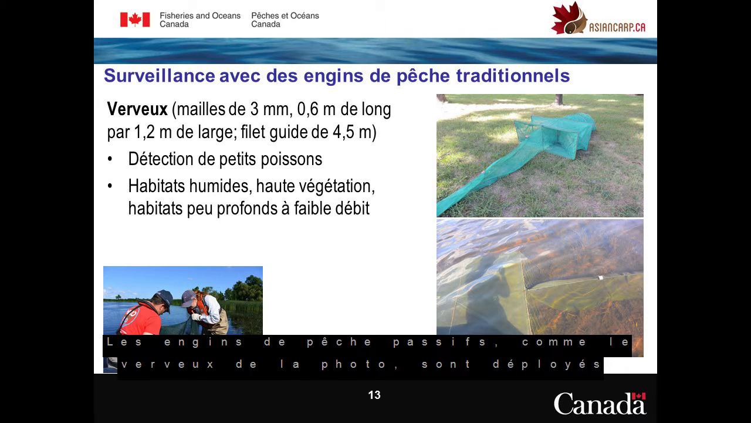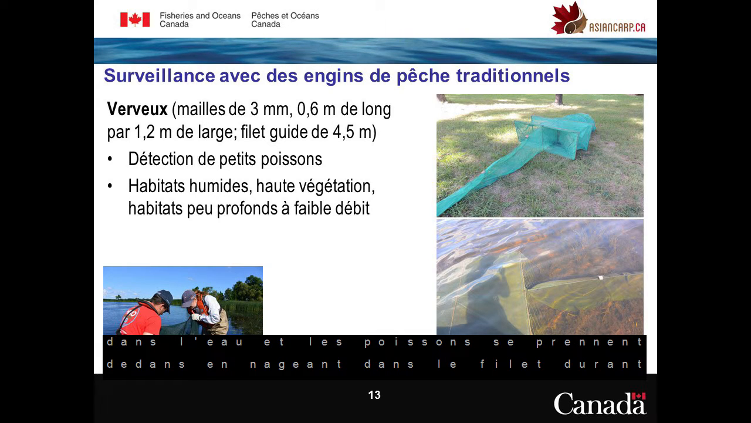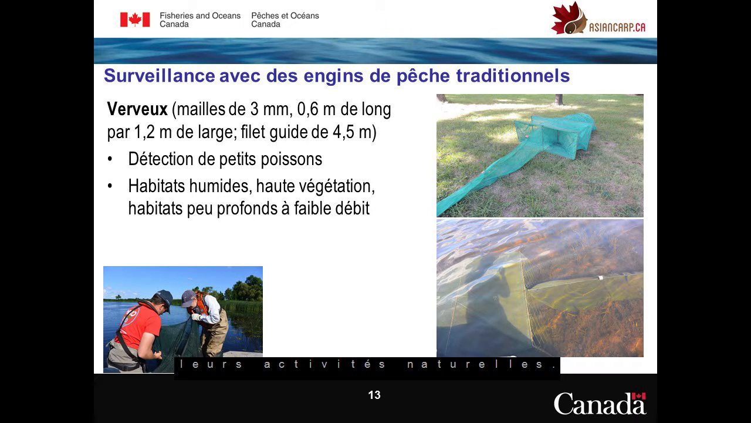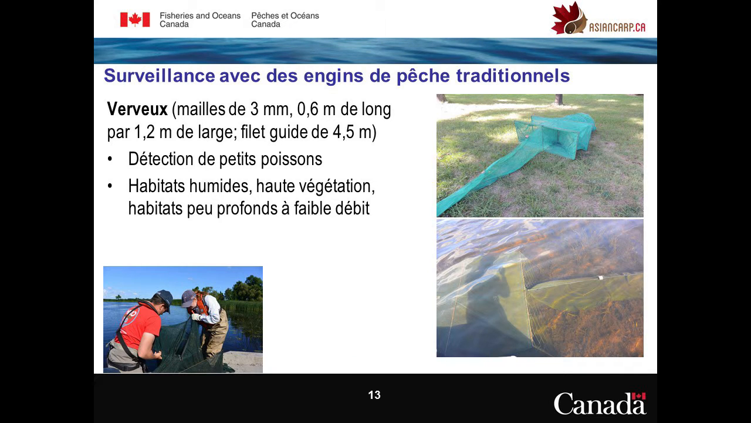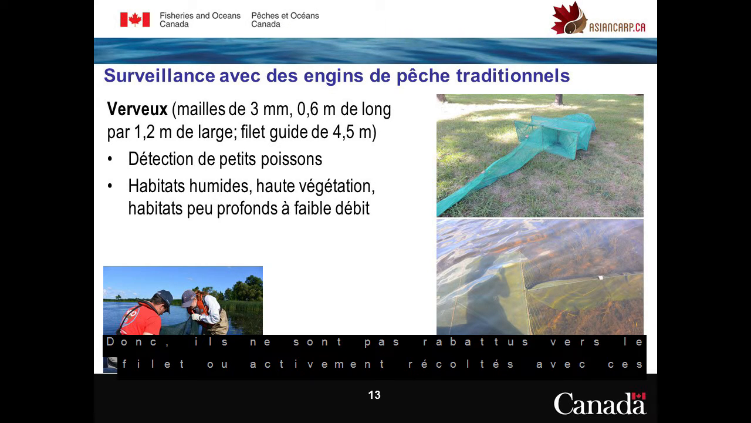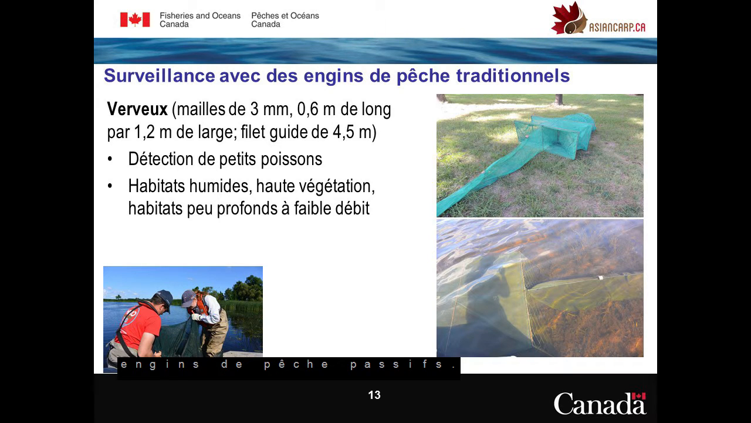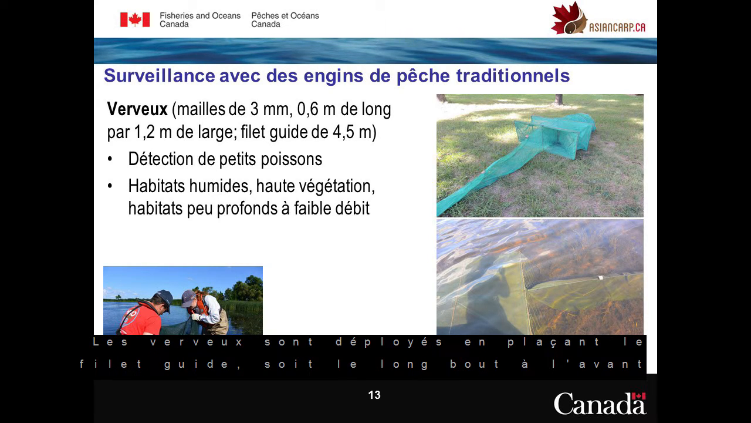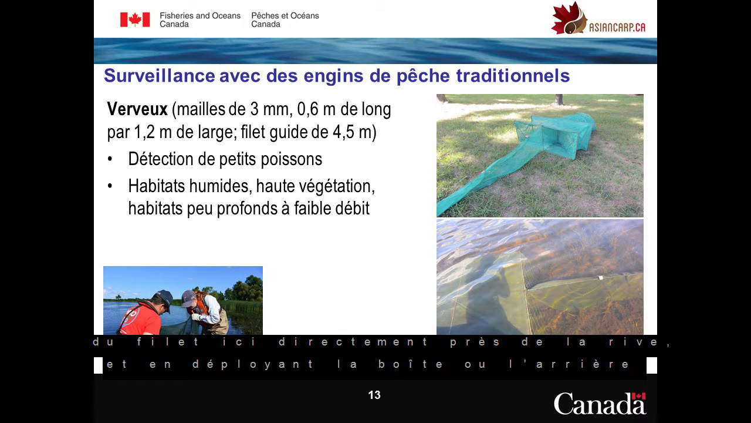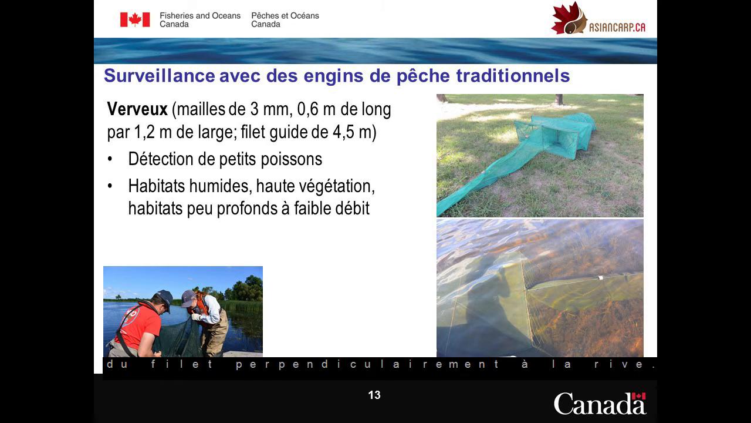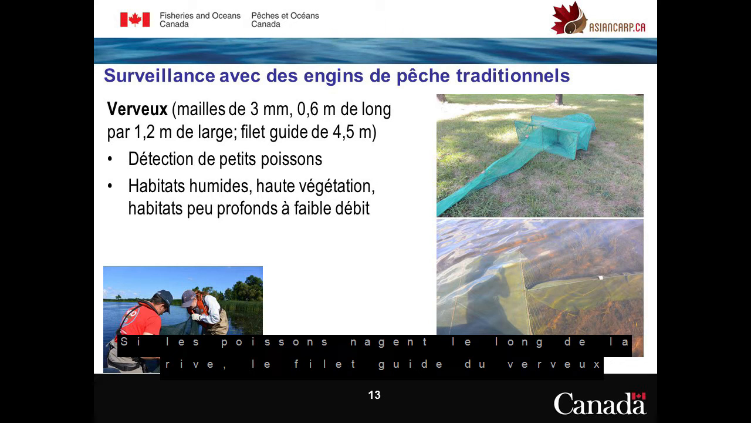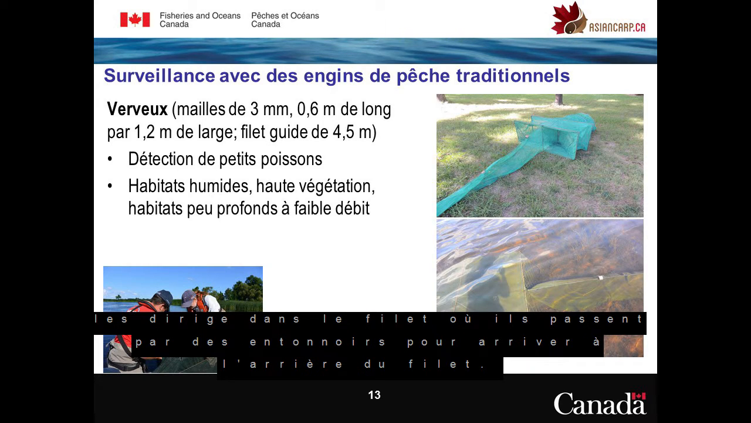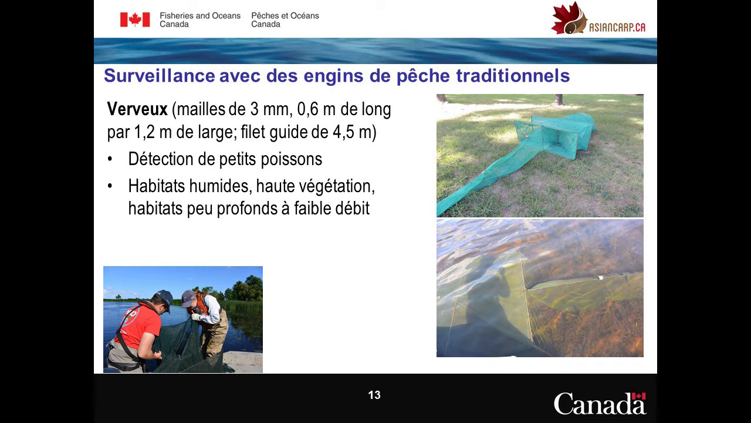Passive gears, like the fyke net in this photo, are deployed in the water, and fishes become entangled or captured by swimming into the net during their natural activities. So they're not being herded or actively scooped up with these passive gears. The fyke nets are deployed by setting the lead, the long material off the front here of the net, directly to shore and pulling the box or the back end of the net out perpendicular to shore. So the lead directs fishes, if they're swimming along the shoreline, into the net, where they're funneled through subsequent funnels into the back of the net.